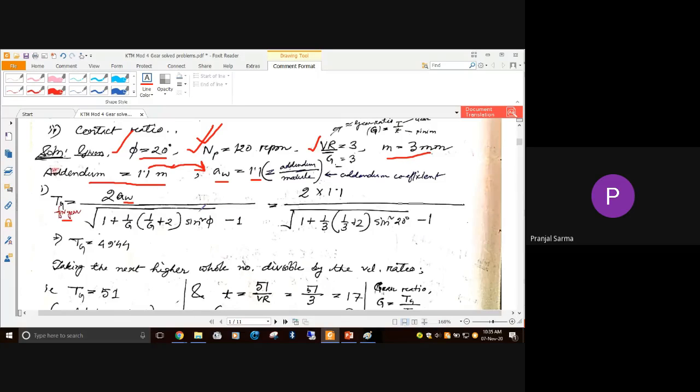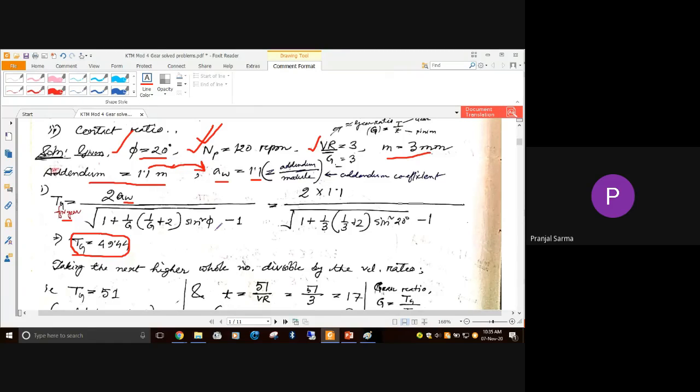And we are directly putting this expression and utilizing the values: 2 into aw, the addendum coefficient, which has been found as 1.1 from the value of addendum, divided by 1 plus... z value is given as 3, the gear ratio, and phi is the pressure angle, 20 degrees. All those given data we have utilized, and we have found out 49.44 as the answer for the number of teeth on the gear so as to avoid interference.